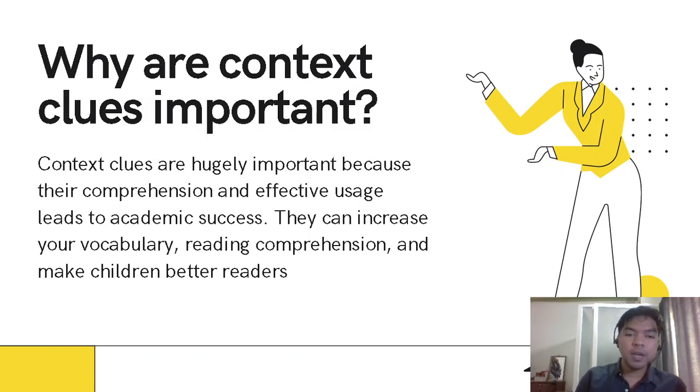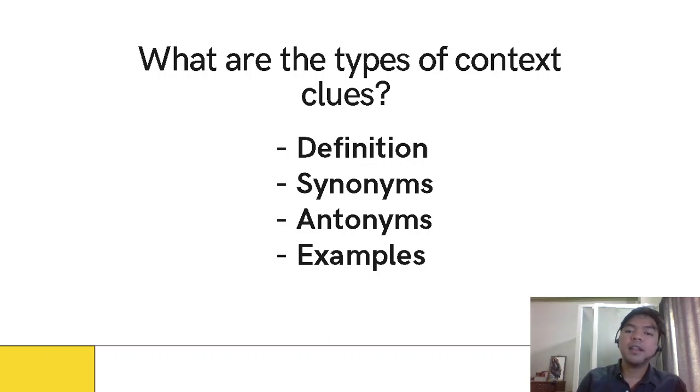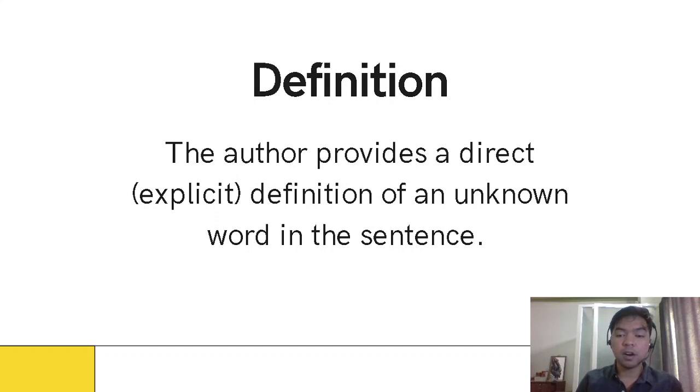Okay, so next, what are the types of context clues? We actually have four types. One is definition, two is synonyms, three is antonyms, and four is examples.